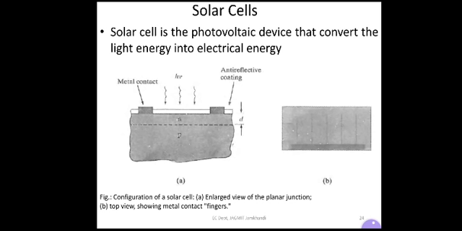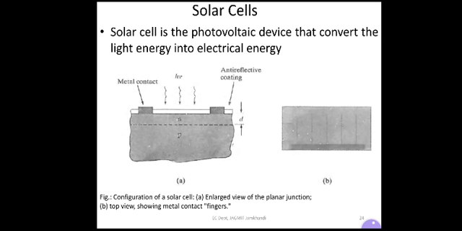As you can see from the figure, it is a configuration of a solar cell. There are two figures: A shows an enlarged view of the planar junction, and the top view shows the metal contact fingers.